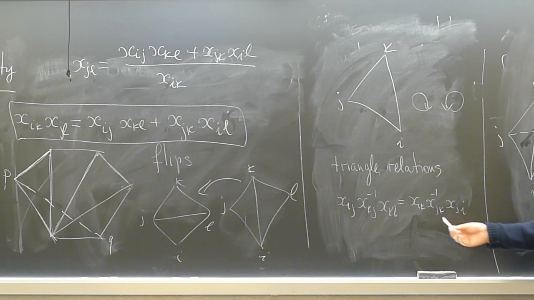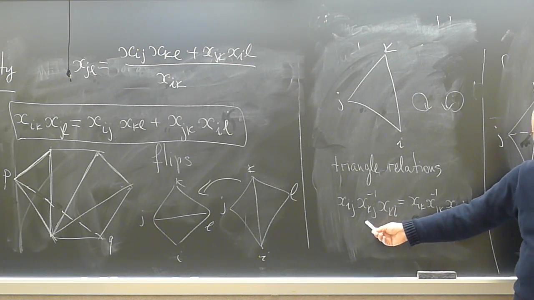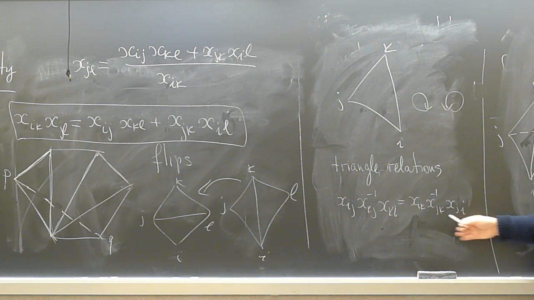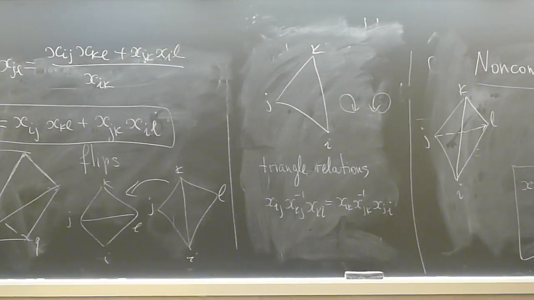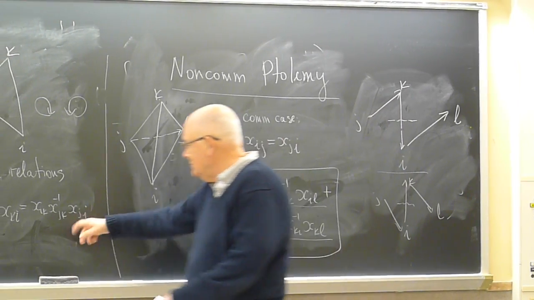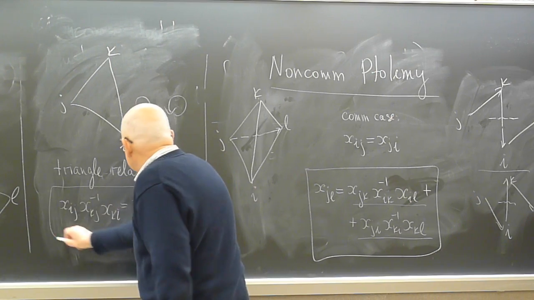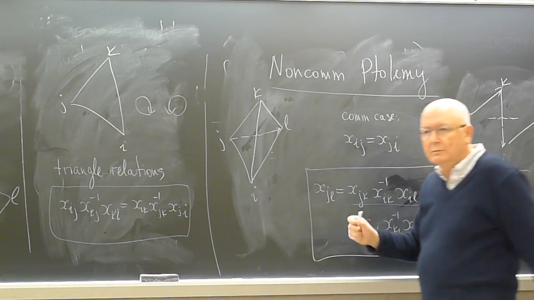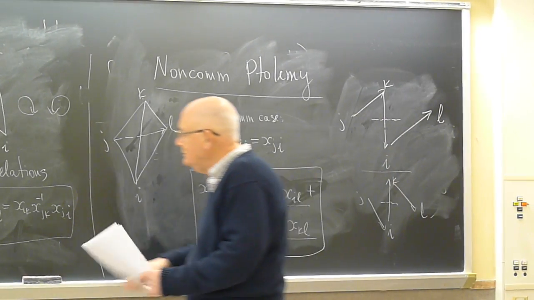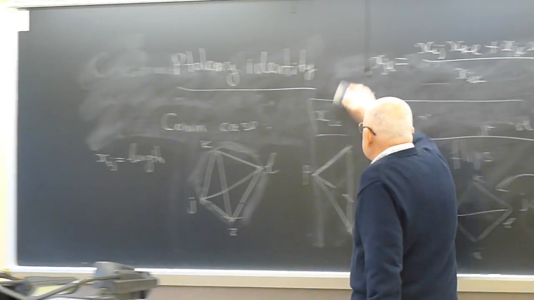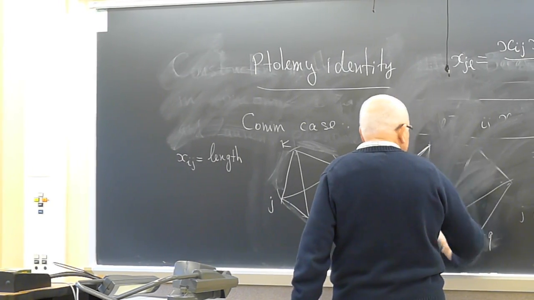Now, in the commutative case, you don't see it because those guys commute and x_ij is equal to x_ji. That's the point. But if I add this type of relations to this one, then I can prove the Laurent phenomenon, and I will show you in a moment. But before, let me consider the first application of this method.